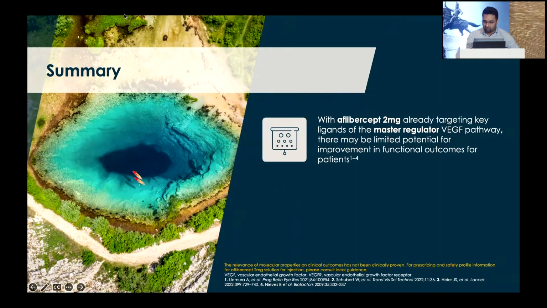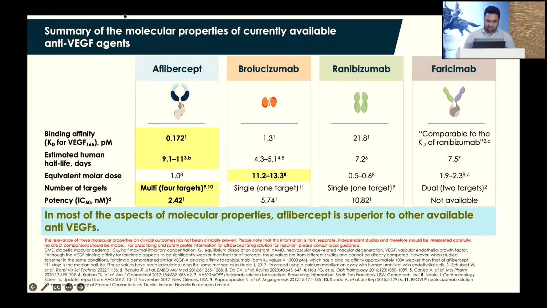So with aflibercept 2 mg already targeting key ligands of the master regulator, the VEGF pathway, there may be limited potential for improvement in functional outcomes for patients. Summarizing all of them, aflibercept in all these criteria is superior to all the other molecules. The only place where it stays back is the molar dose, which is more in faricimab and more in brolucizumab, which is probably the reason why we get that faricimab effect. And that effect is primarily duration. Exactly.